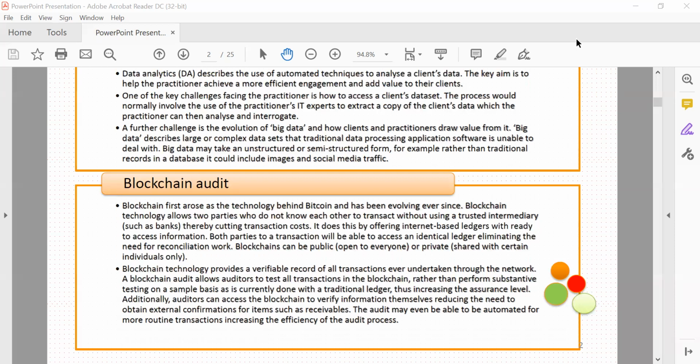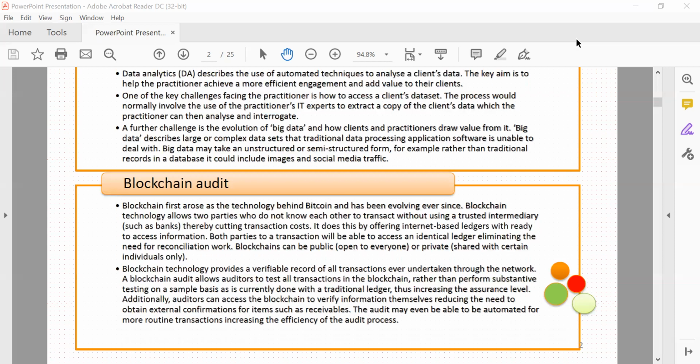Remember that blockchain technology uses what we call internet-based ledgers, and internet-based ledgers eliminate the need for reconciliation work. Traditional ledgers are what is currently being used. They're more predominant now. But blockchain technology uses internet-based ledgers.